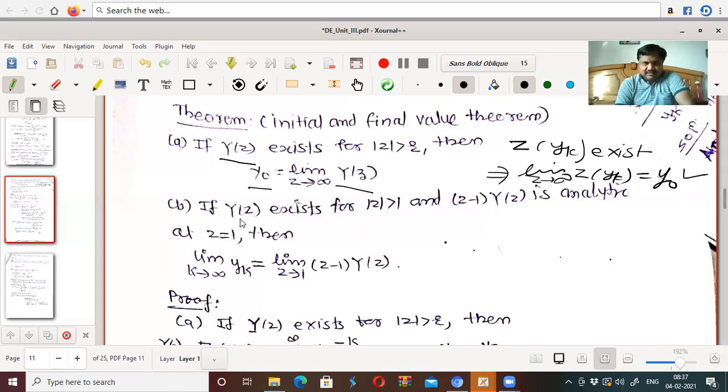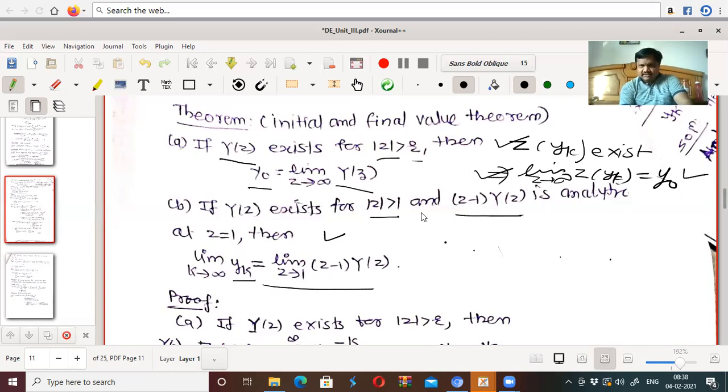Similarly, the second thing is that if Y of z exists for mod z greater than 1 and z minus 1 times Y of z is analytic at z equal to 1, then limit as k tends to infinity of yk is the same as limit as z tends to 1 of z minus 1 times capital Y of z. Already we have proved, if Z of yk exists, then limit of Z of yk as z tends to infinity is equal to y0.